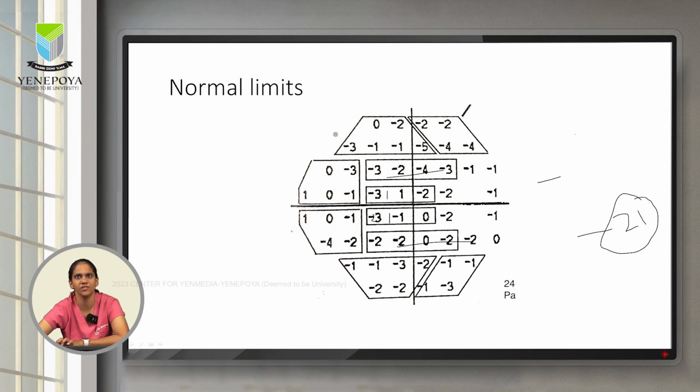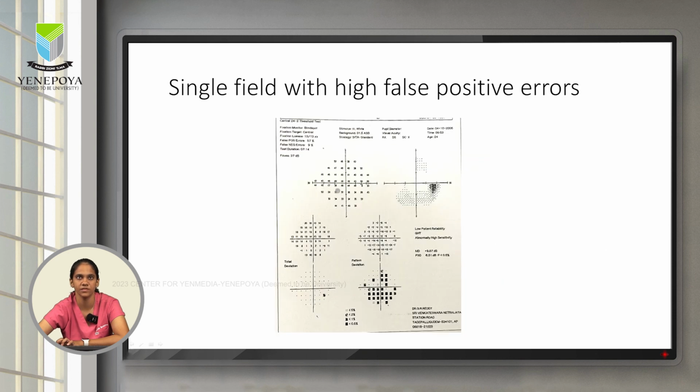Almost all mirror values are similar to each other, right? Minus 3, minus 1, here it is 1 and 0. In high false positive errors, what did I say? Multiple white scotomas. If you look at this gray scale, there are so many white areas, right? And if you look at GHT, you will see abnormal high sensitivity. So that means this is better than most patients. This is not possible, right?